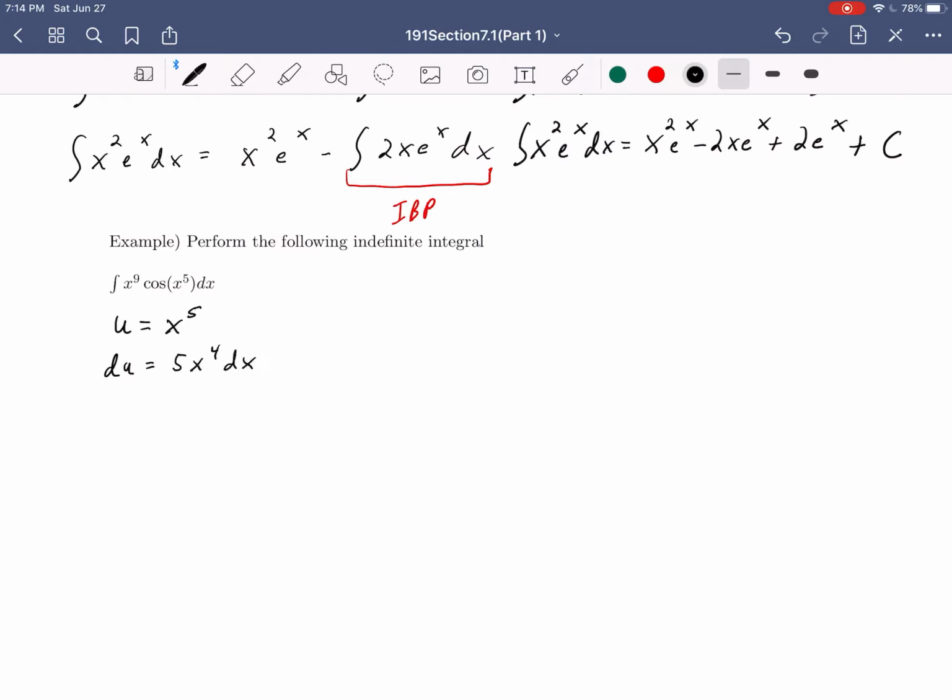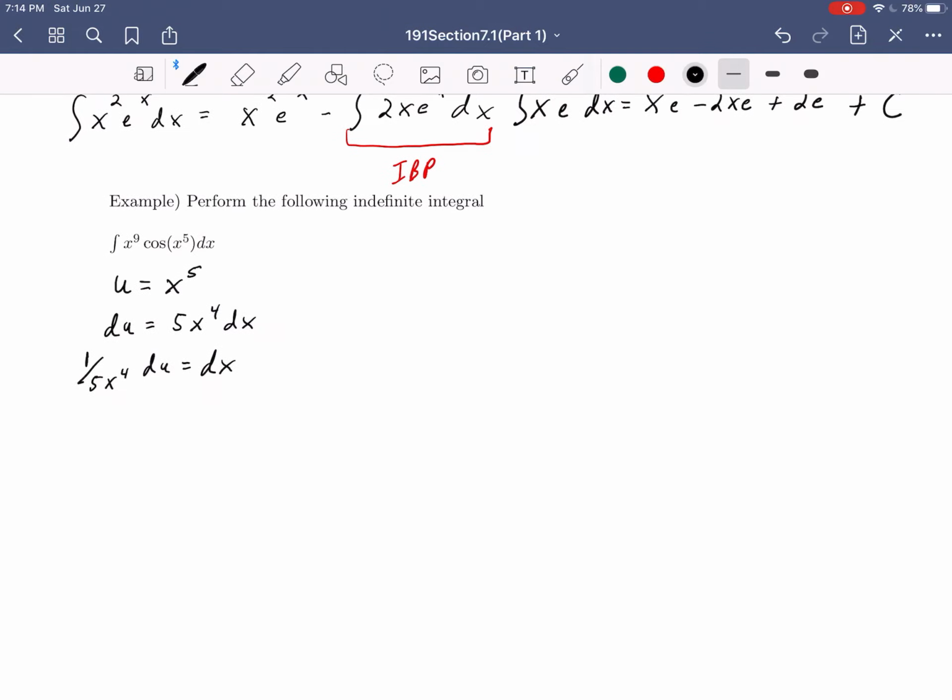We don't see an x to the 4th anywhere in there, so it's probably best to just go ahead and solve that out. 1 over 5x to the 4th du is going to be equal to dx. We can then plug this stuff in, and it'll be a little bit messy, but we've got this x to the 9th, then cosine u, and then 1 over 5x to the 4th du. Now, this is not a particularly great form because we actually have 2 variables in here, x and u. We can only have the variable u now before we can proceed.